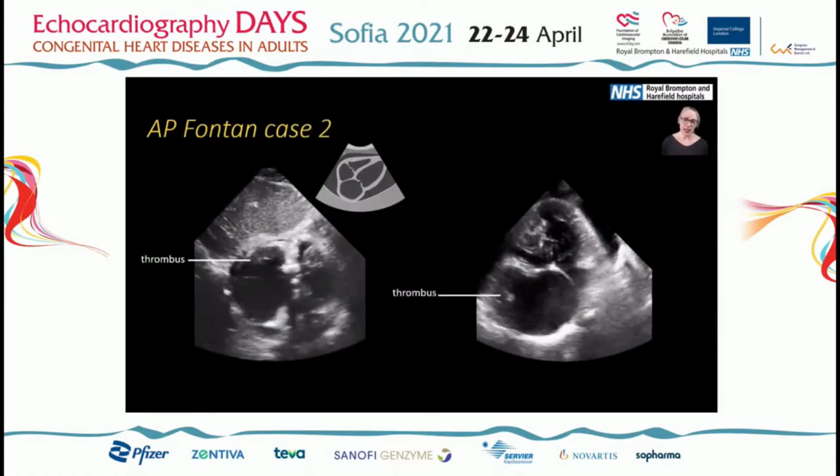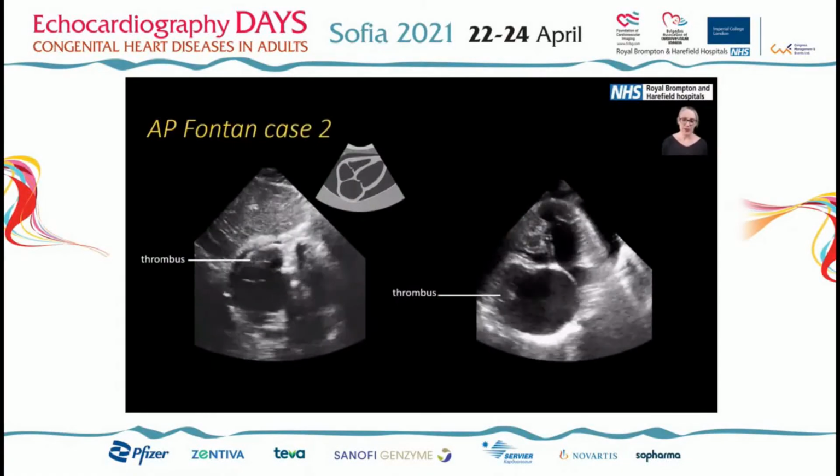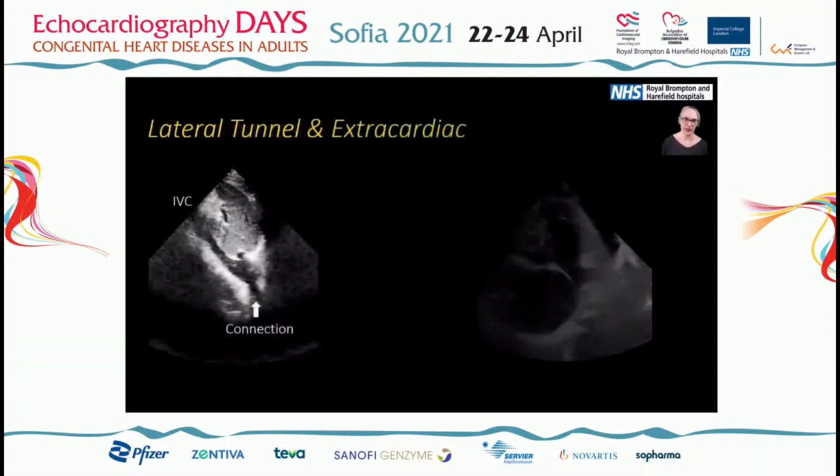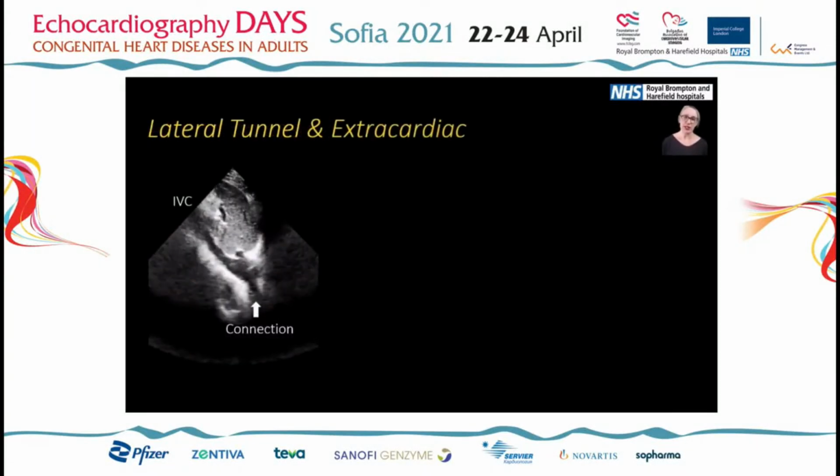These patients are at high risk of developing thrombus, and this patient, you can see the right atrium is very non-contractile. We have a situation where there's a lot of stasis and a nice thrombus demonstrated for you there. The lateral tunnel operation, whereas with the blood goes from the IVC directly to the pulmonary artery.